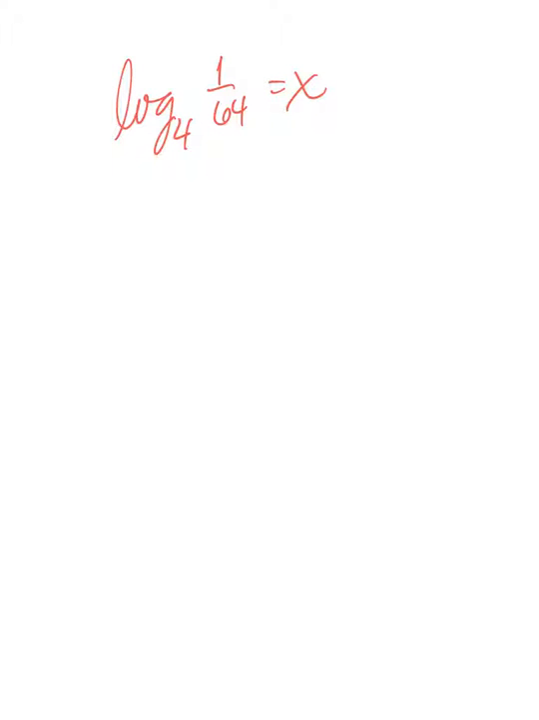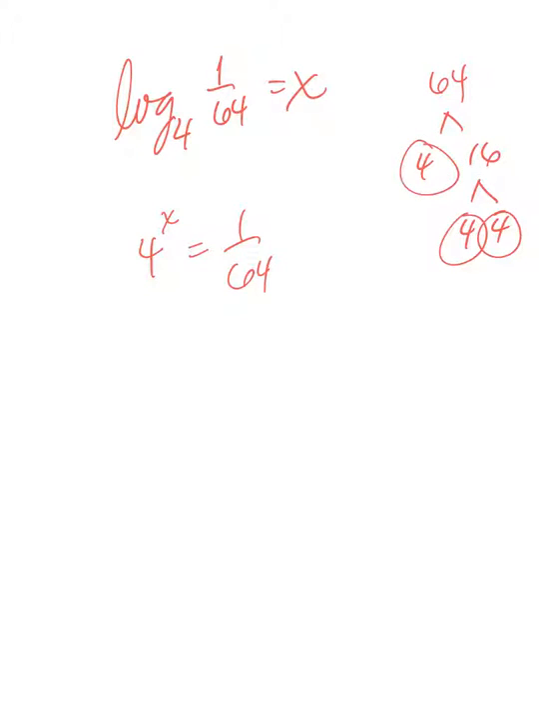64 and 4 can go to base 2. And if you don't know, just take the number and do the factor tree and see if you can break it down. It can also go to base 4. 64 can go to base 4. If you have 64, it's 4 times 16, and 16 is 4 times 4, so you have 4 to the x equals 1 over 64. 64 is 4 cubed. Do you see that?